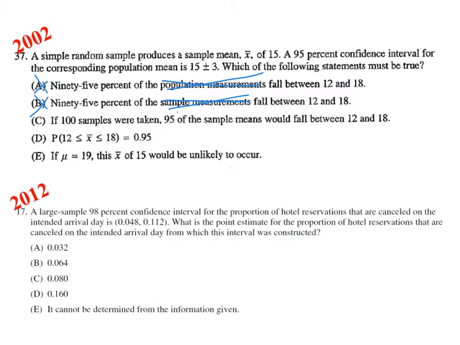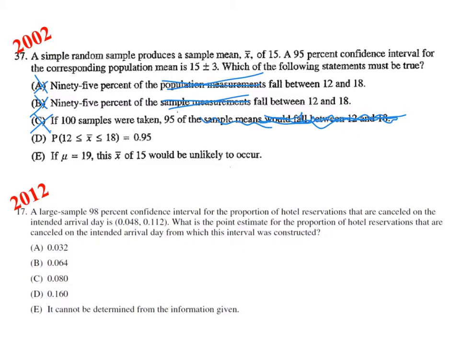If 100 samples were taken, 95 of the sample means would fall between 12 and 18. This is kind of edging towards talking about confidence level, but the minute they start talking about the actual numbers and actual interval, it falls apart. Okay? And I guess how you would finish this statement to be correct about level is if 100 samples were taken, 95% of the confidence intervals would capture the mean. Okay, it has nothing to do with the actual 12 to 18.